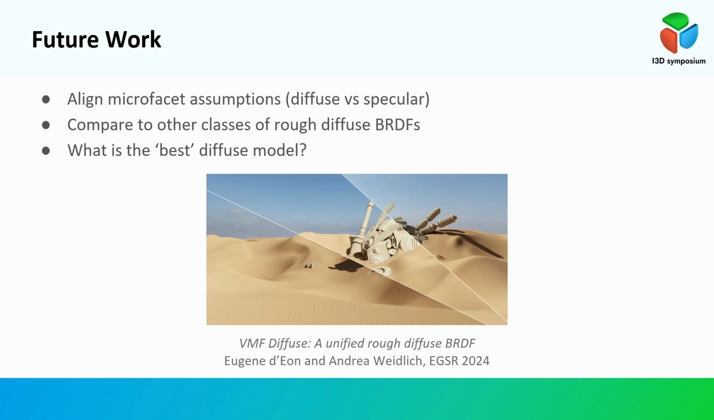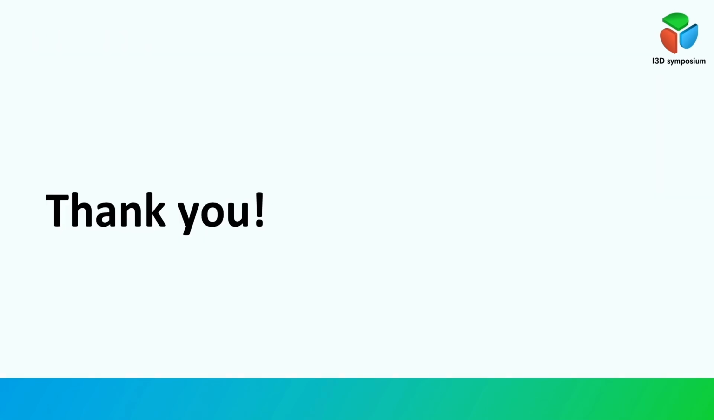But more generally, there isn't really a consensus about what is the best diffuse model. Is it one that spans all of these different types of diffuse surfaces? Is it one that's artist friendly? Is it one that's high performance, one that's energy preserving? It's kind of all of these things, and across different axes. It'd be nice if there was a state-of-the-art report or a survey on the broader range of diffuse shading models out there. So thank you.